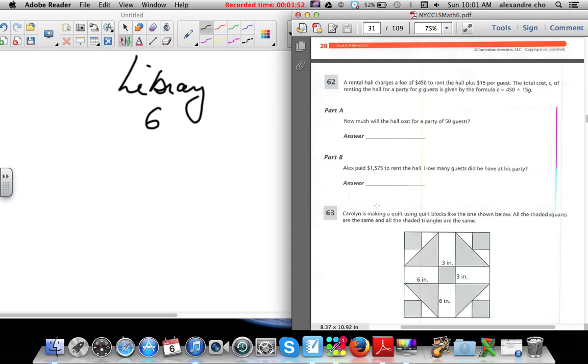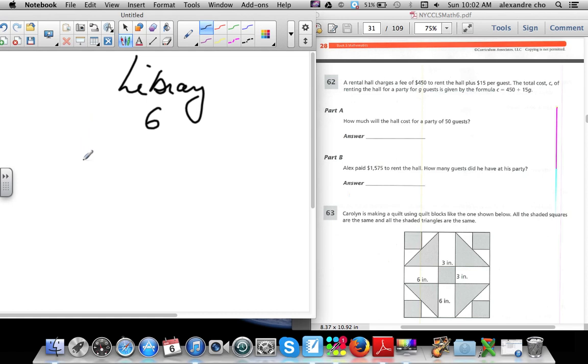Okay, so $4.50 you're going to pay no matter what. Whether one person comes, 0 people come, or a lot of people attend, it's $4.50. But you also got to pay an entrance fee of $15 per guest. So, first one, part A, how much will it cost for a party of 50 guests? That's easy enough. Well, let's take the equation that they've given to us. C equals $4.50, which is the rent of the hall or the gym, plus $15 per guest.